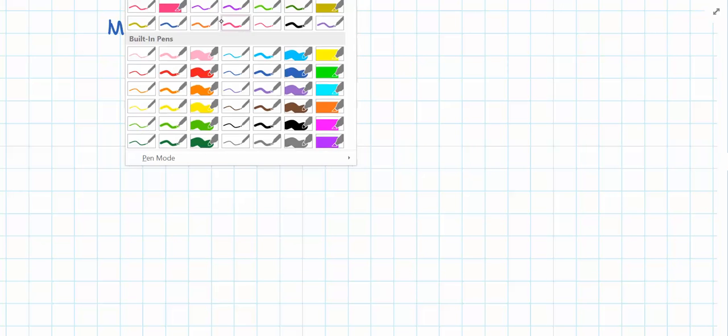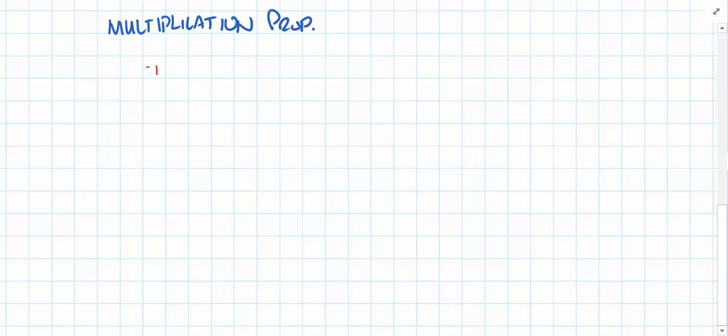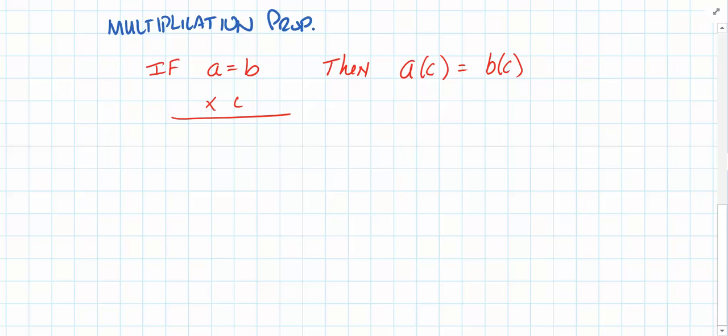So here we go. The multiplication property says this: if A is equal to B, then A times C has to equal B times C. So if you want to just consider multiplying each of these by C, there it would be AC has to equal BC. That's our multiplication property.